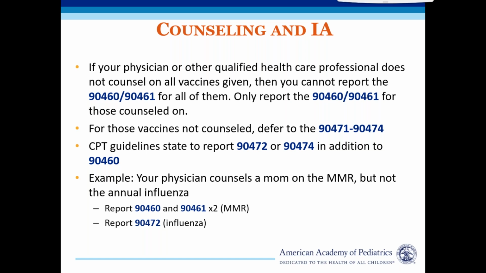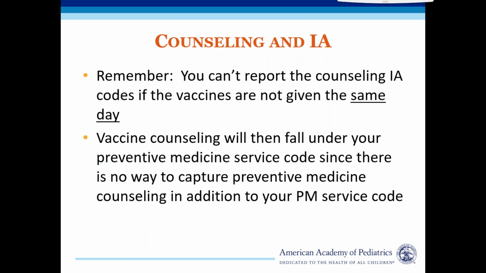So for example, your physician counsels a mom on the MMR, but not the annual influenza. You will report the 90460 and 90461 with 2 units for your MMR because it was counseled. Then you will report your 90472 for the influenza. You gave an injectable for the influenza, but there's no documented counseling. So you will report the 90472, not a 90460 for that vaccine. And remember, it will be the additional vaccine code. So the 90472, not the 90471.